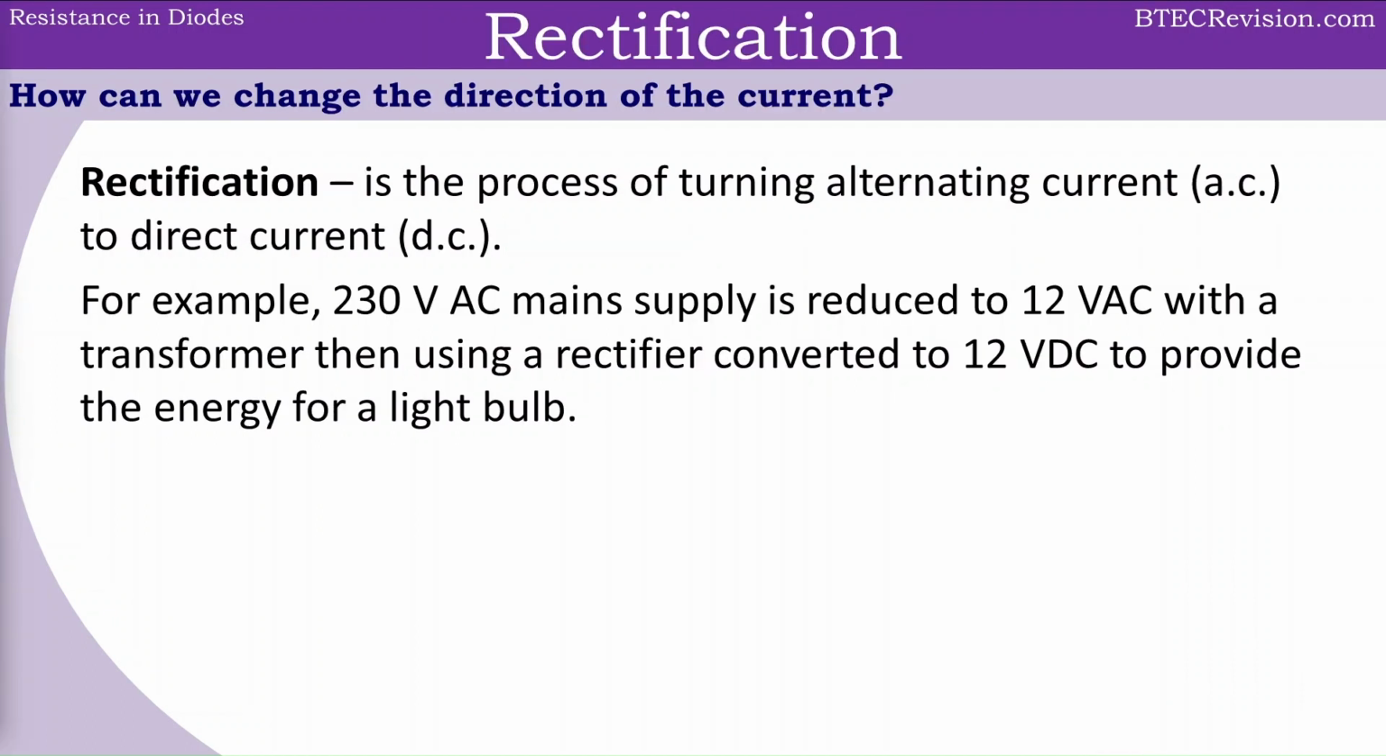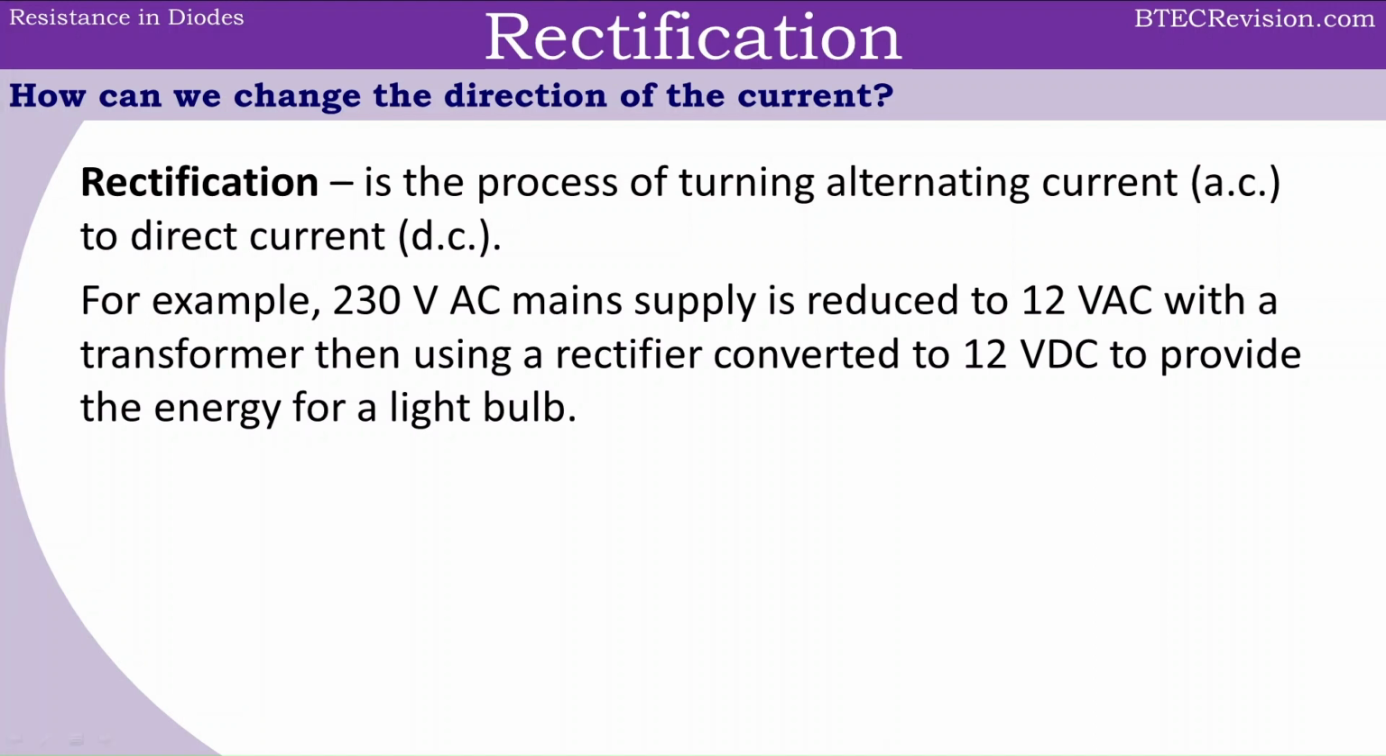How can we change the direction of the current? This is where a rectifier would be used. And rectification is the process of turning alternating current, which is current that is flowing in two directions, forwards and backwards, to direct current, which is current that flows in one direction.